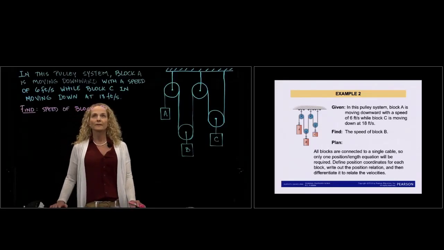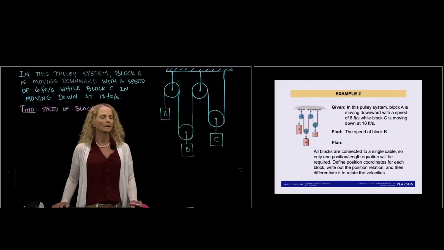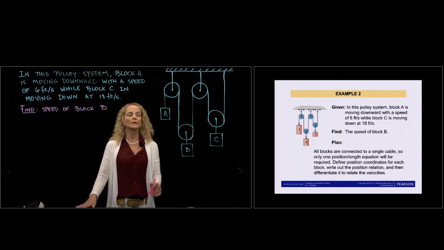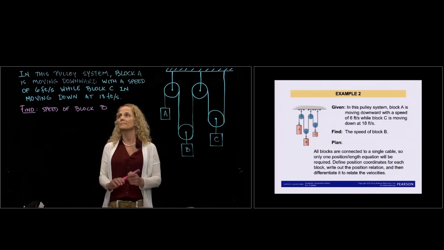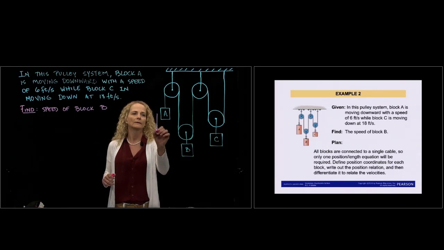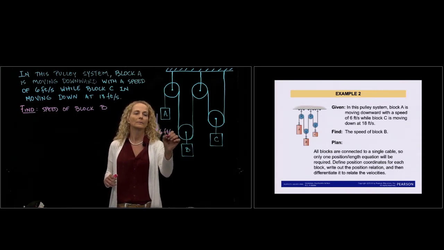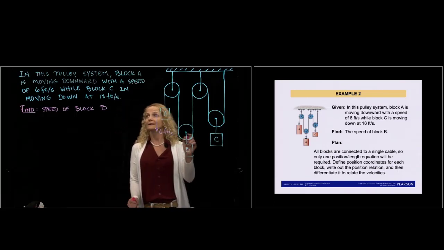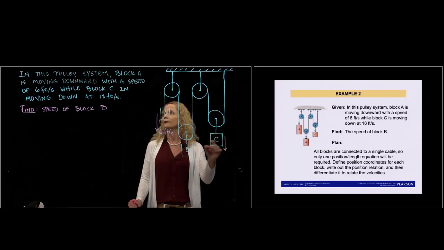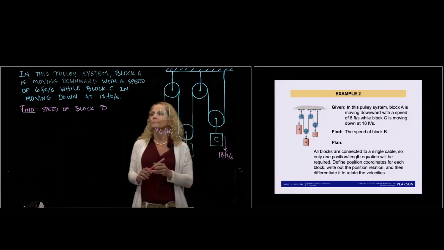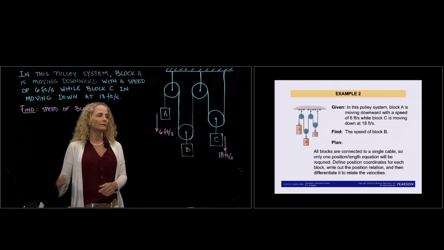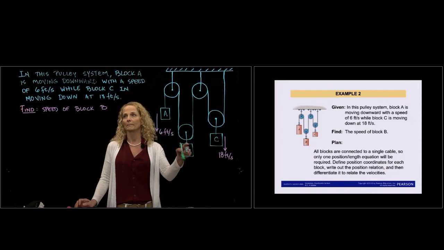Okay, let's start with example number 2 of section 12.9. This is about pulleys. So we have here a system of pulleys, and then we have a block A moving downwards with a speed of 6 feet per second, right? While the block C is moving down also with a speed of 18 feet per second. And we want to find the speed of the block B.